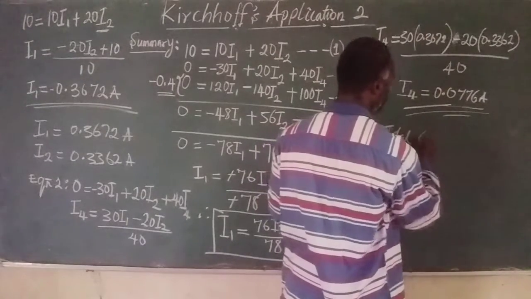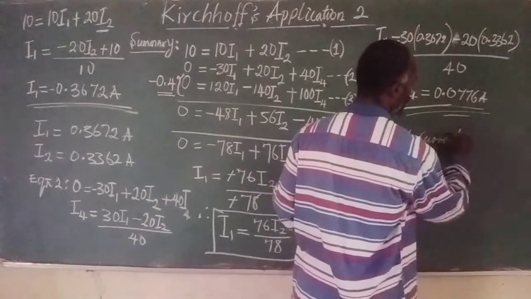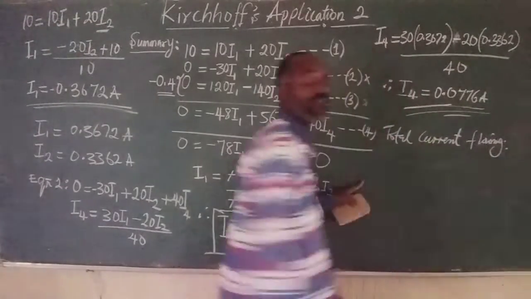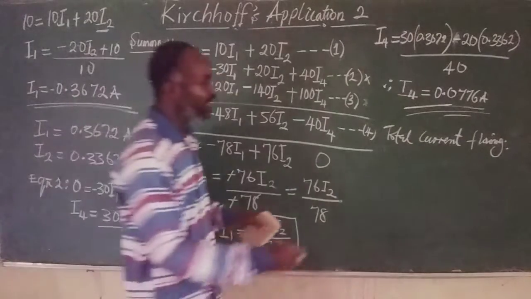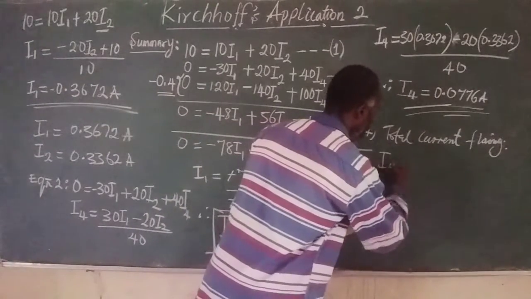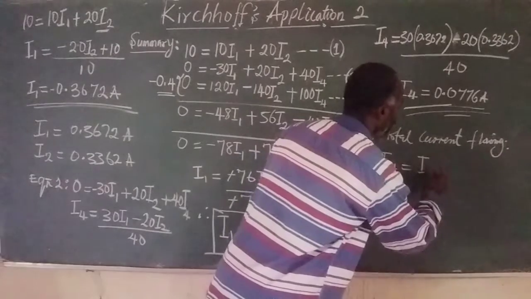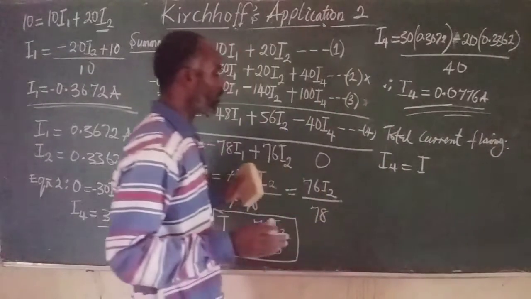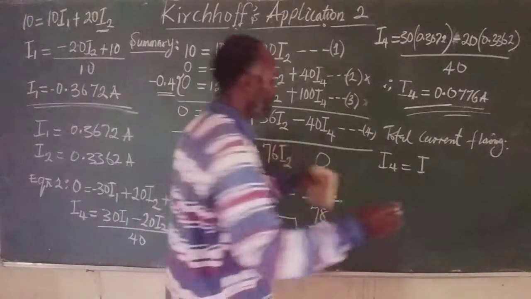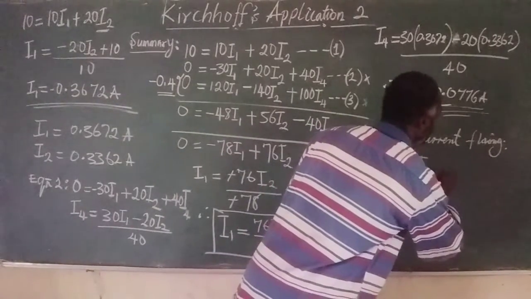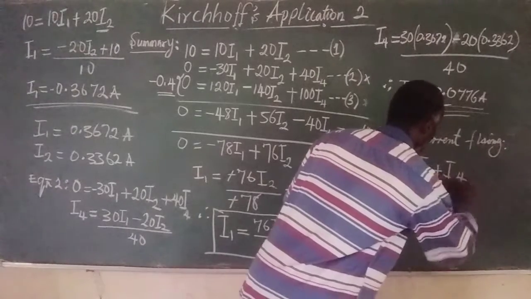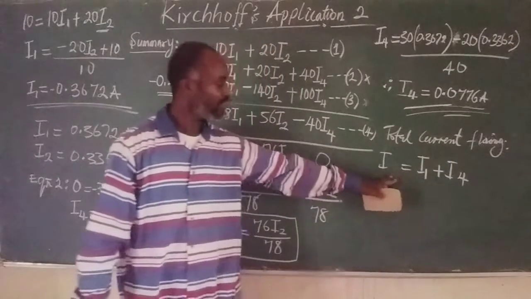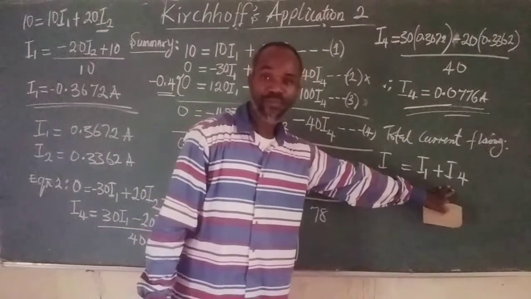Total current flowing is very simple. We're going to find that by using I4 is equal to I2, because in total current we have the first one splitting, that is I1 plus I4. So we're looking for total current. Total current is going to be found using this I1 plus I4.